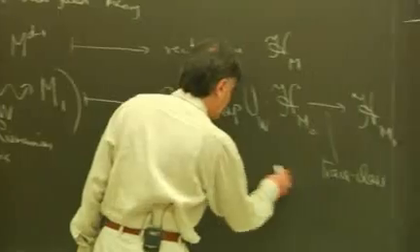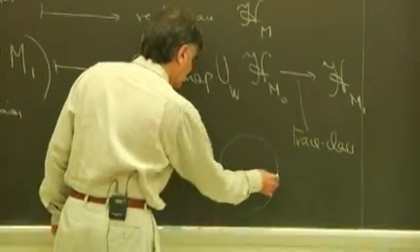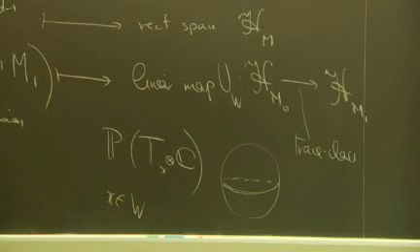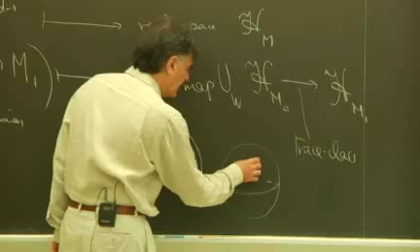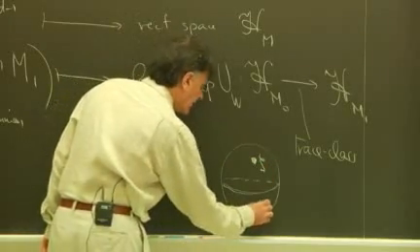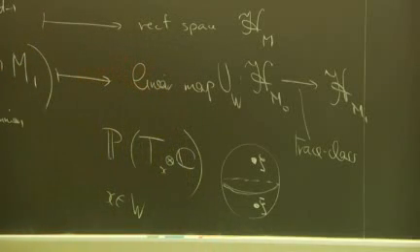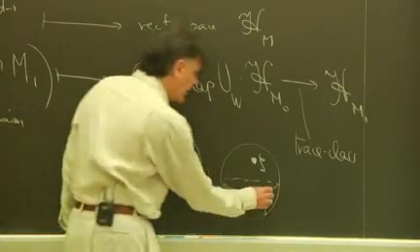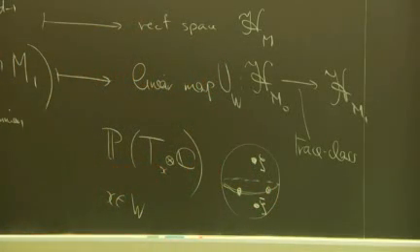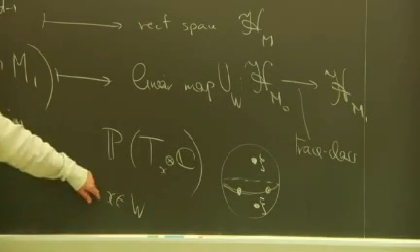So if you think of this Riemann sphere like this, with this equatorial line being the real directions in the tangent space, then a real Riemannian metric corresponds to a pair of points like that, and a Lorentzian metric corresponds to a pair of points on the axis.